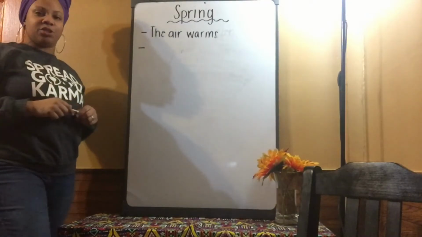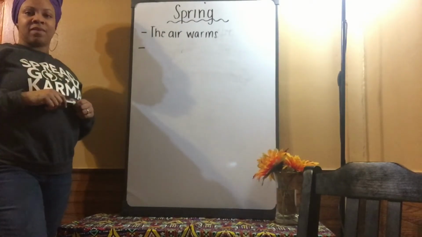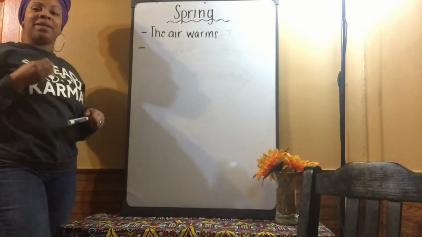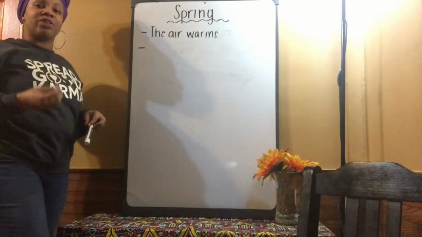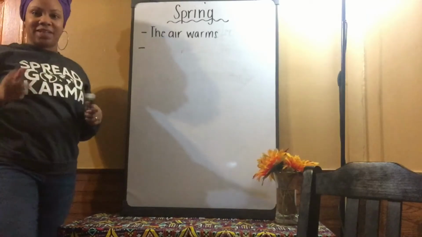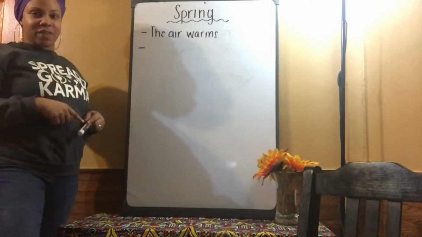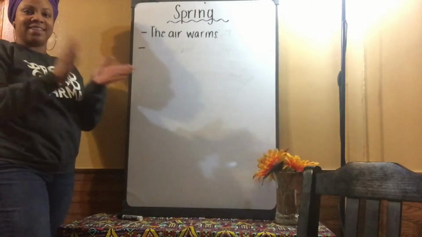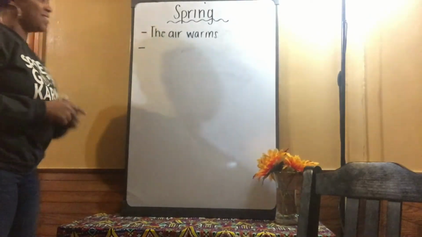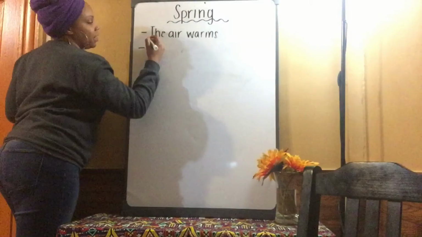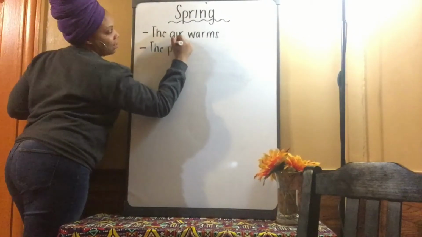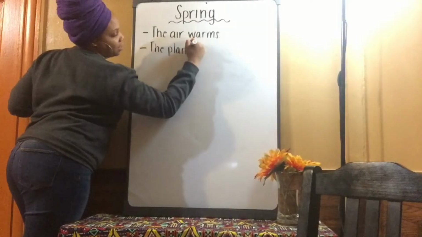What do we know about the plants in spring? How do they change? Okay, Sister Zoe Thomas says that plants begin to grow and trees grow leaves. If you believe that is true, or if you know that to be true because that's what you learned in the video, clap twice. Very good. Thank you, Sister Zoe. So in the spring, the plants begin to grow.